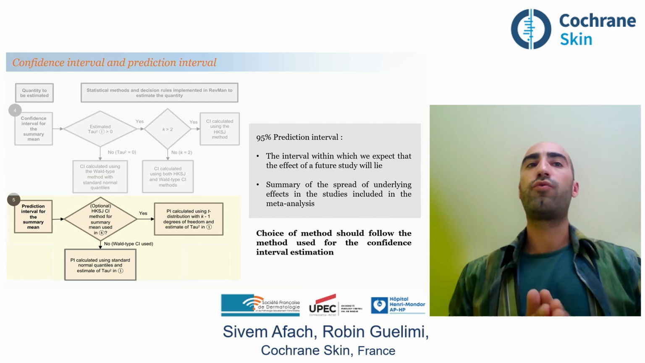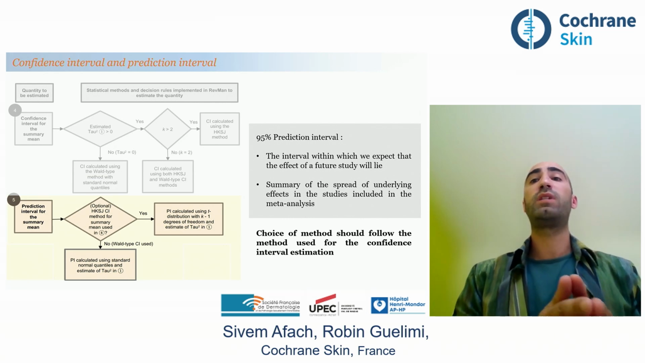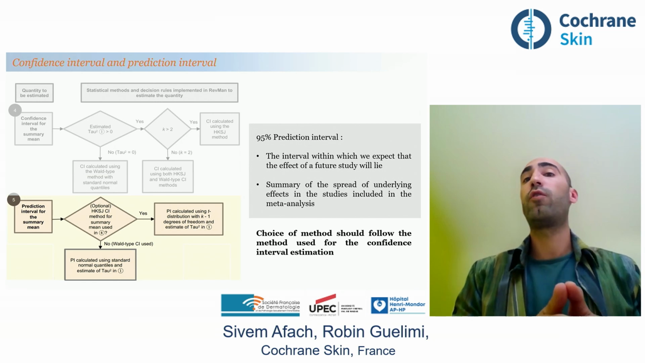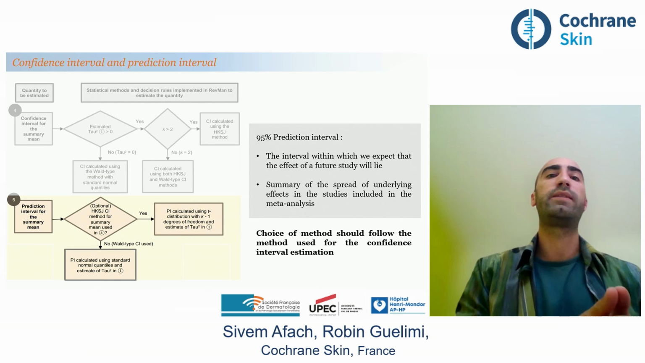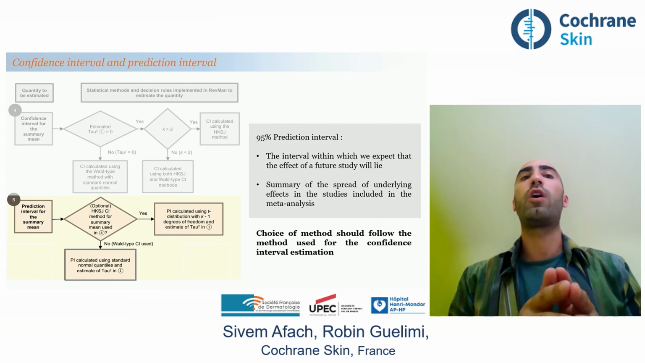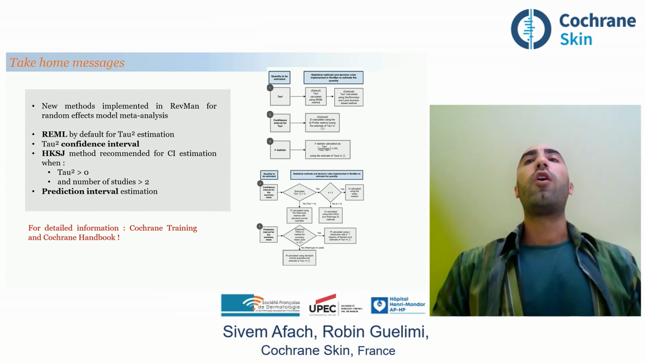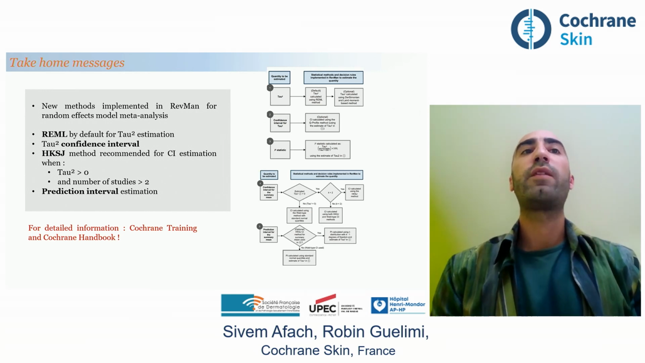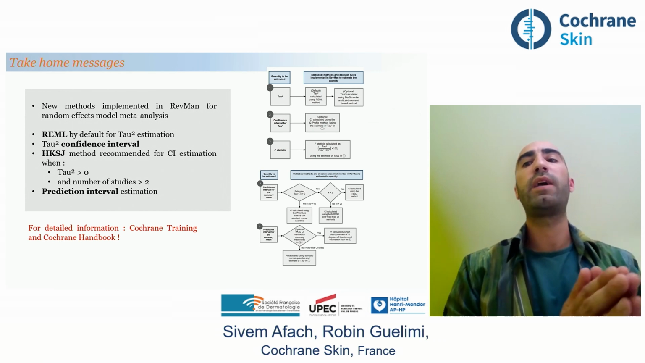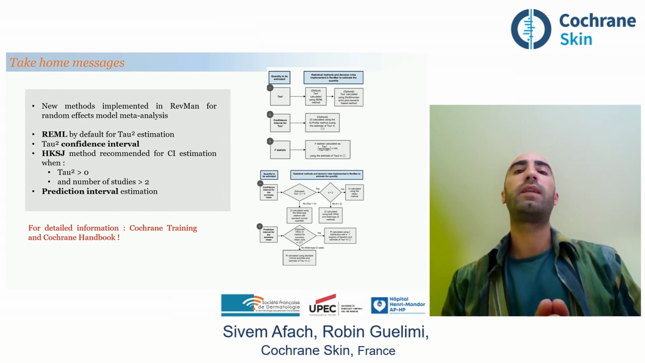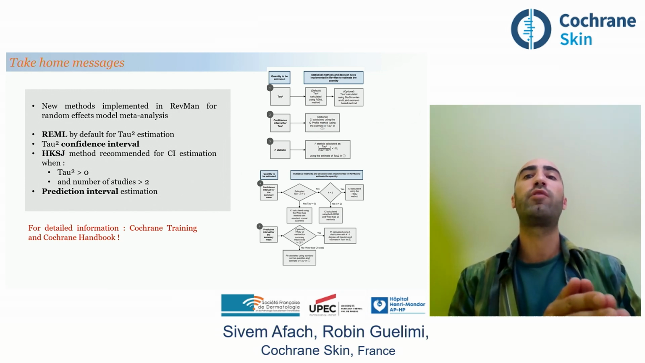So this follows the recommendation based on what method has been used at the previous step, which means that the authors must follow the method that was used for the confidence interval estimation, either the Wald-type confidence interval method or the Hartung-Knapp-Sidik-Jonkman method. Overall, those new methods implemented in RevMan for random effect model meta-analysis are based on simulation studies and empirical findings. This has led the Cochrane Statistical Methods Group to issue new recommendations that have been implemented in RevMan.